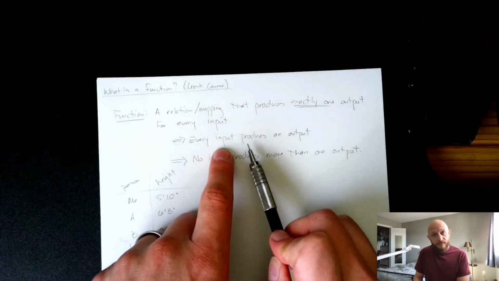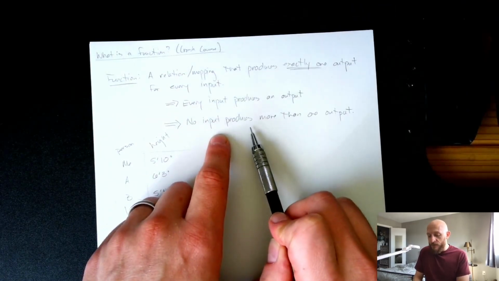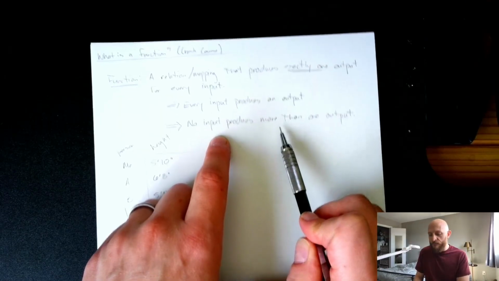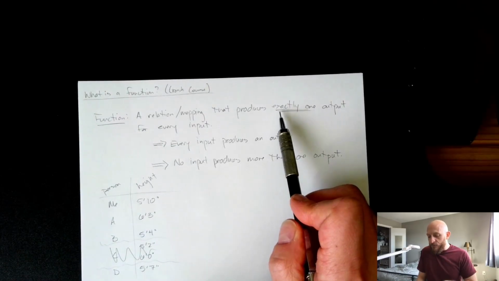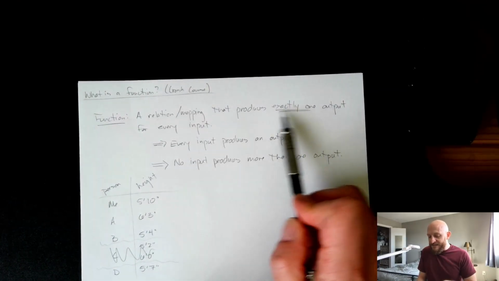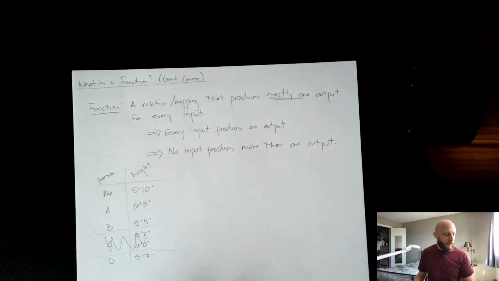That's what we mean. Every input produces an output. No input produces more than one output. That is to say, in a word, every input produces exactly one output.